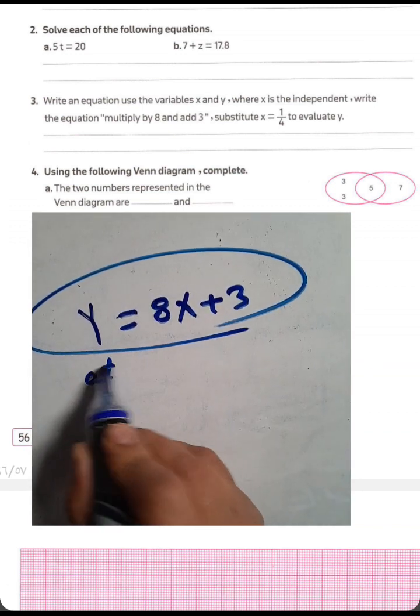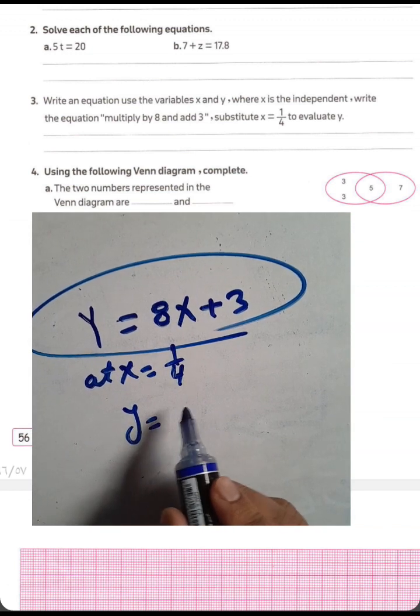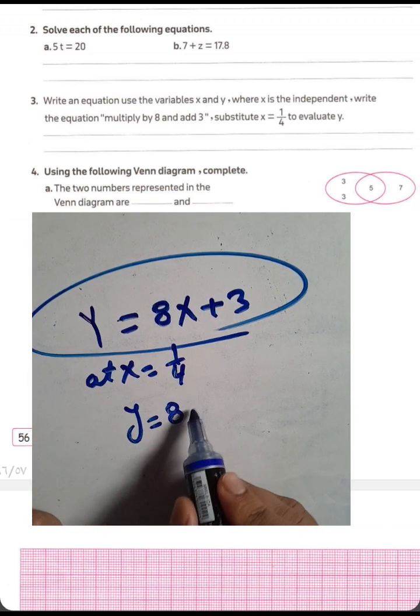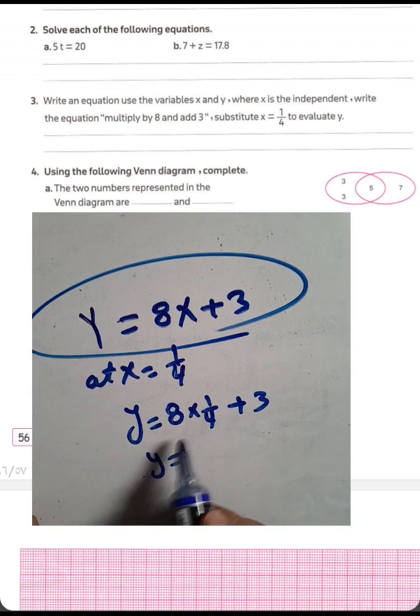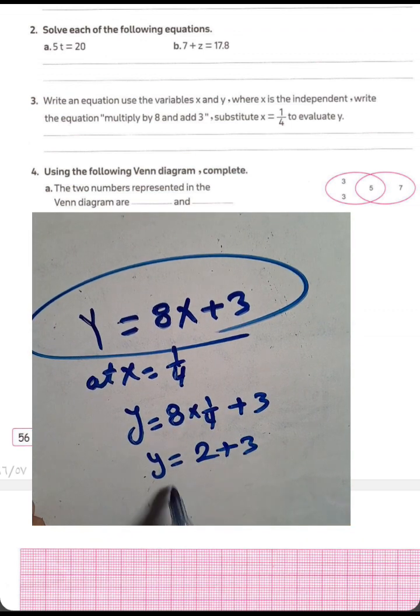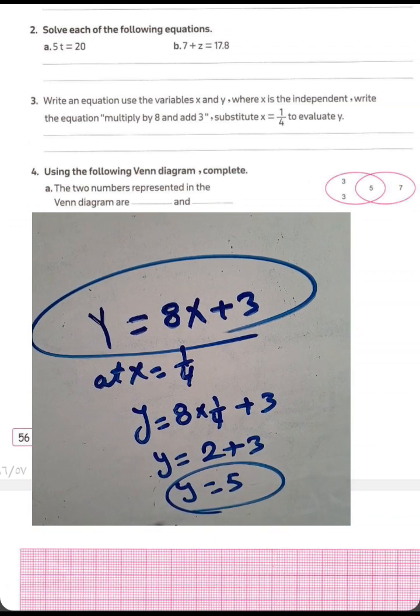Where x equals 4, evaluate y. At x equals 4, then y will be what? Put x equals 4 here, then the result will be 8 times 4 plus 3. Then y equals 8 times 4, it will be 32, plus 3 equals 35. The result will be 35 about this question.